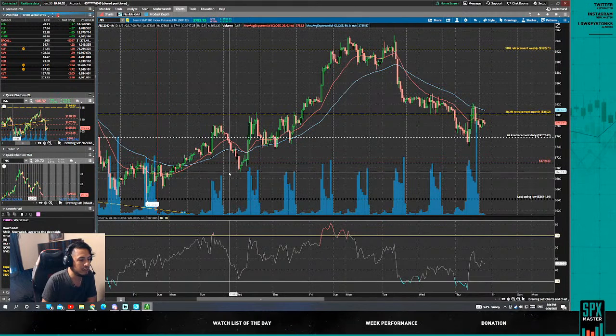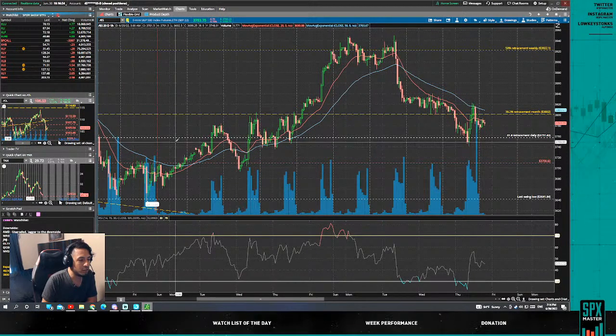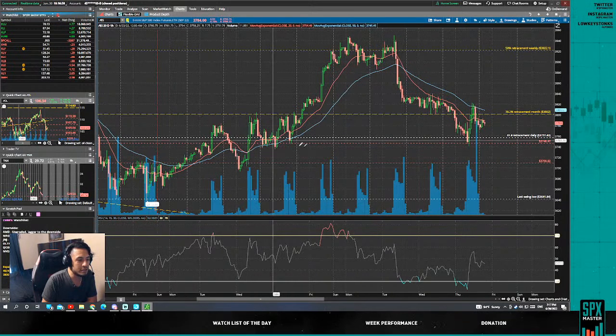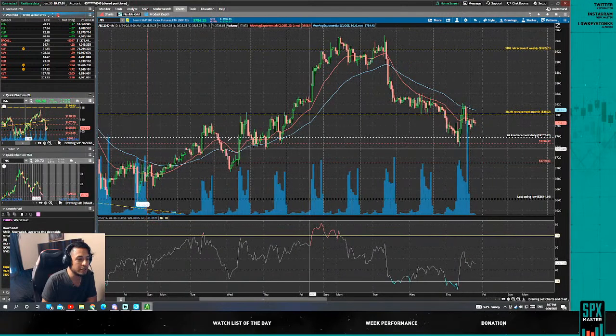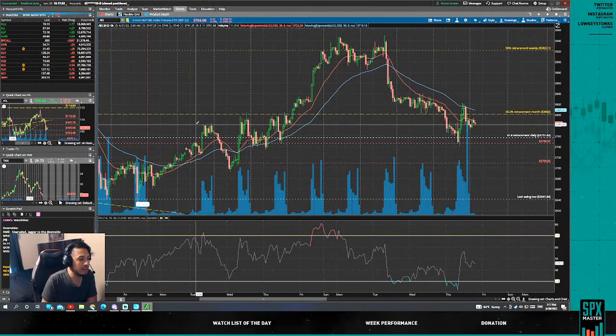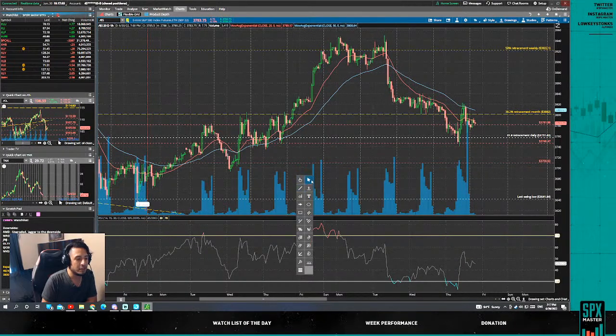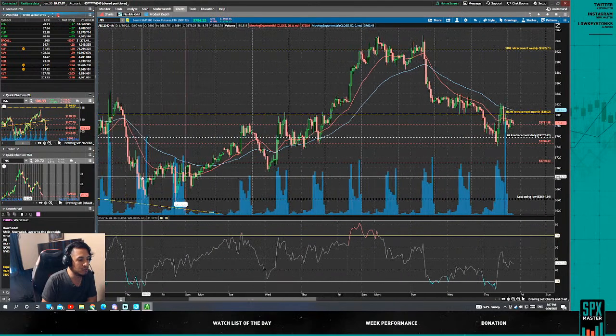Right here, we're gonna mark around this area as well. Oh, look, no coincidence. I wasn't even looking at the right. No coincidence right here. And then we're gonna mark this right here for our downside levels.